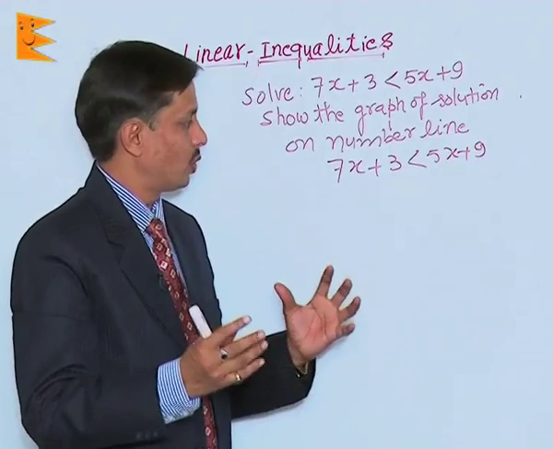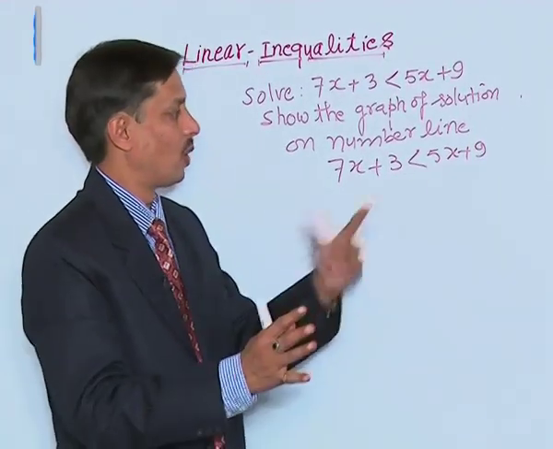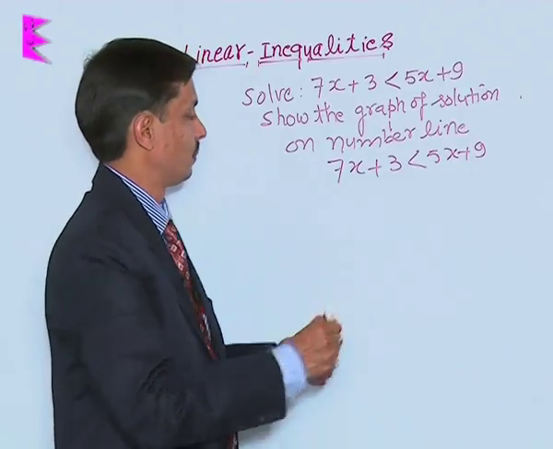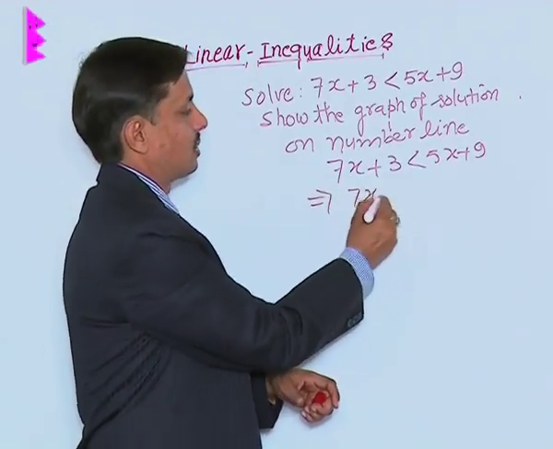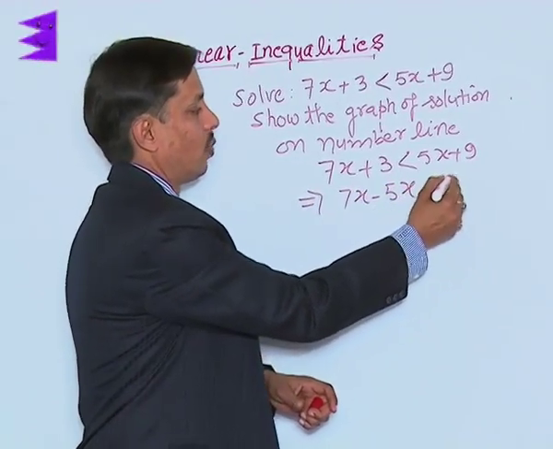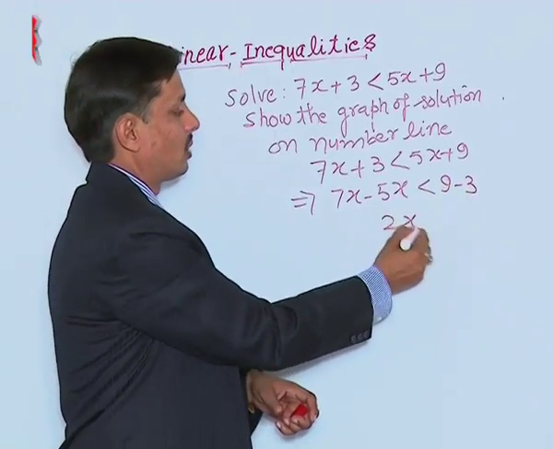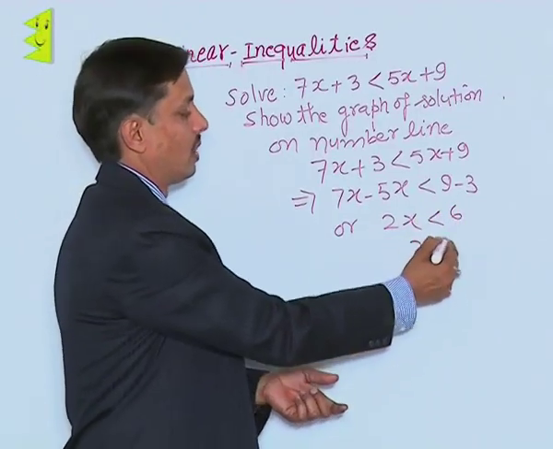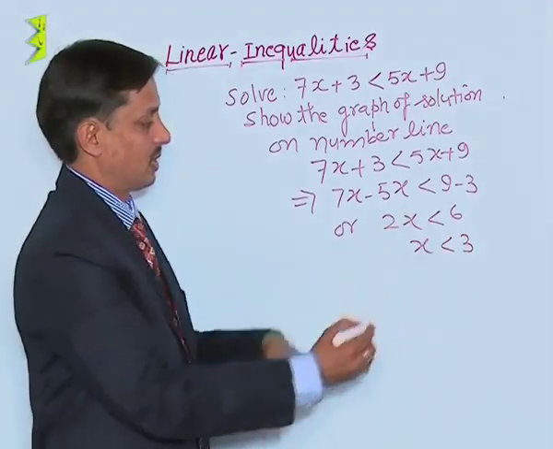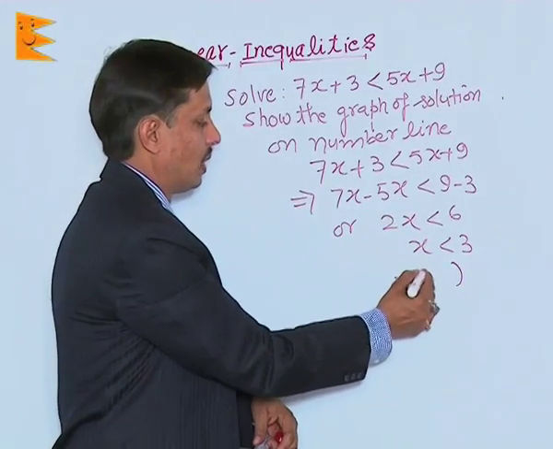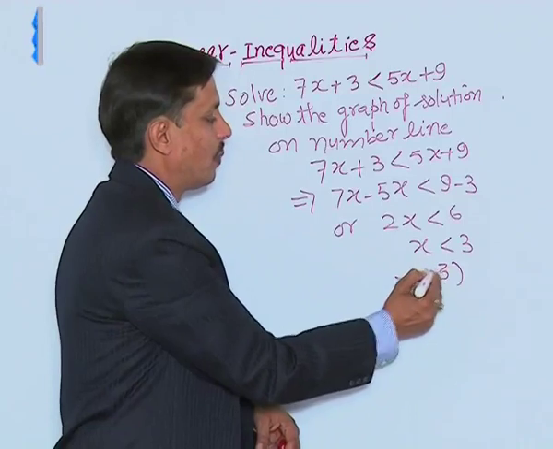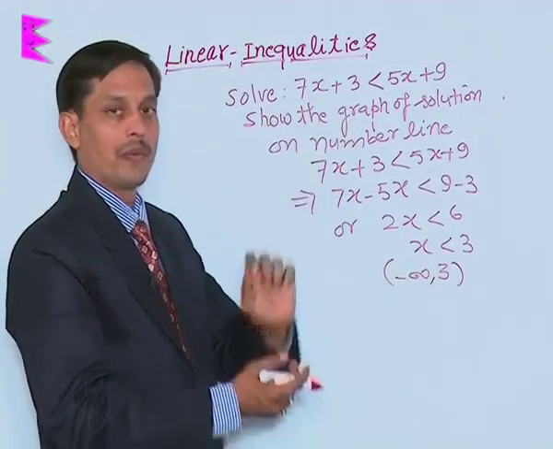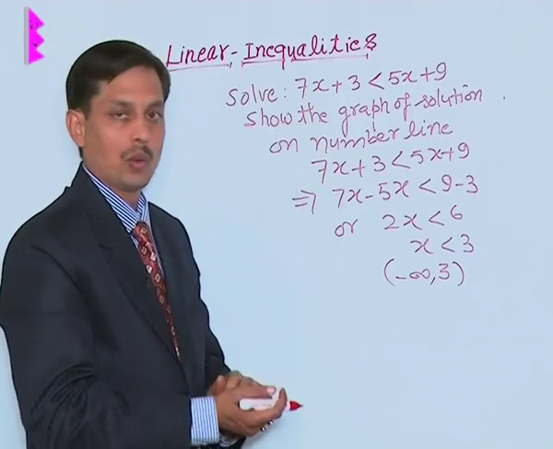As in the usual approach of solving a linear equation, we will shift all variables to the left side and all constants to the right side. So for this we can say 7x minus 5x is less than what? 9 minus 3. Or it says that 2x is less than 6, or on dividing by 2 we can say x is less than 3. If I write this solution, it will be minus infinity to 3. Minus infinity to 3 is the solution set of this required linear inequality.